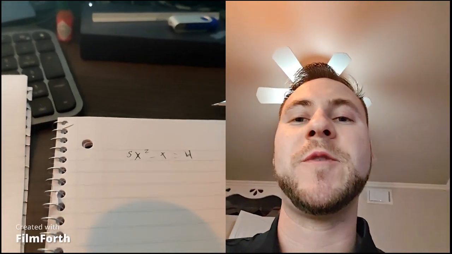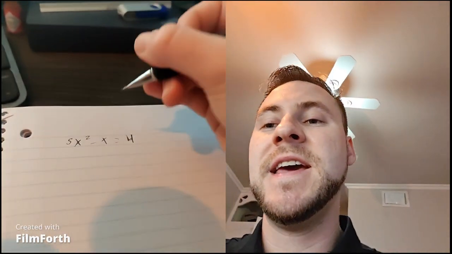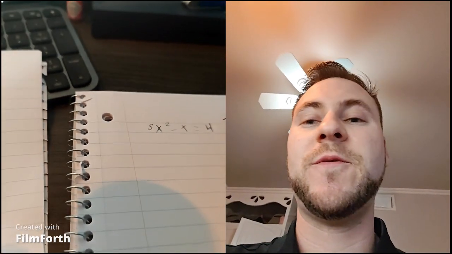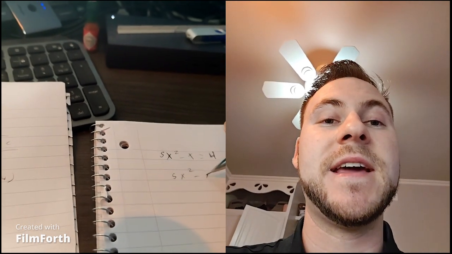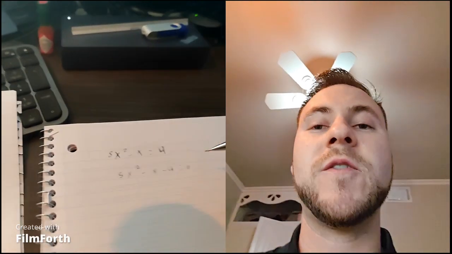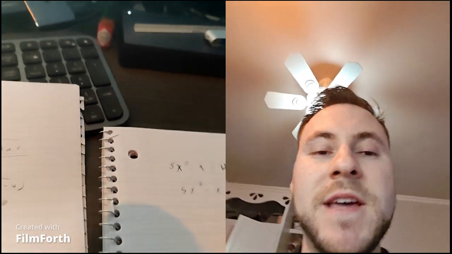I'm going to be going through this problem from 1.5 homework, number 11 to be exact. It's going to be 5x squared minus x equals 4. I'm going to rewrite this as 5x squared minus x minus 4 equals 0. I'm going to use the quadratic formula to solve this one.